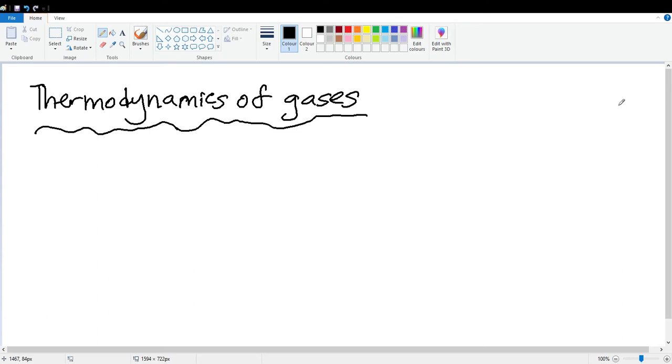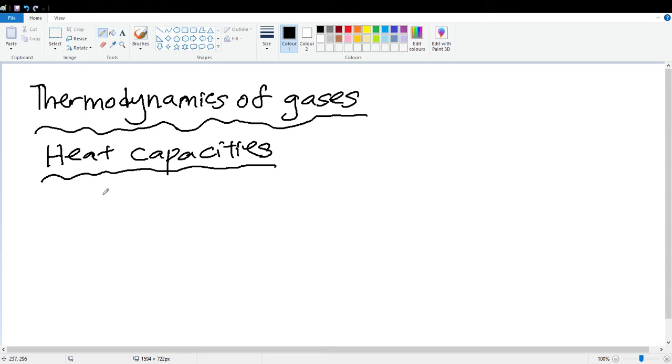Okay, so let's talk about the thermodynamics of gases. Let's start with heat capacities. So we have the heat capacity. What is actually meant by heat capacity?